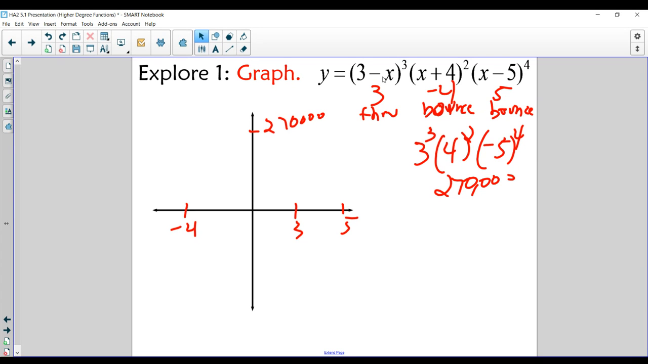So my graph is going to start up here. It's going to end down here. So I start here at the 4, I bounce, come up, go through there. At the 3, I'm going to pass through, and at the 5, I'm going to bounce. There's your graph. So that is how you do graphing of your polynomials. Let me know if you have any questions.